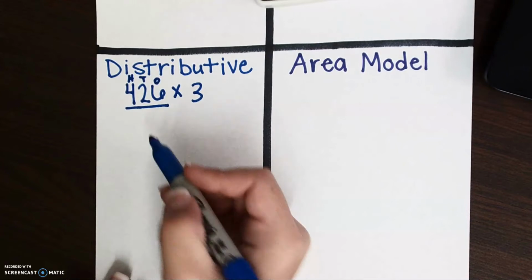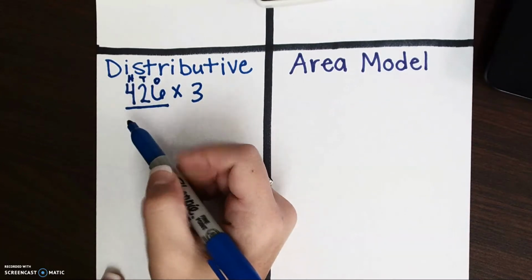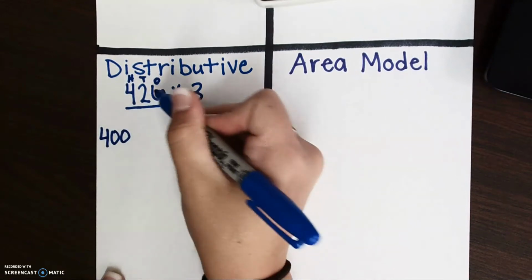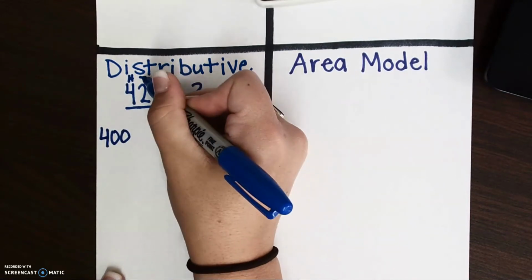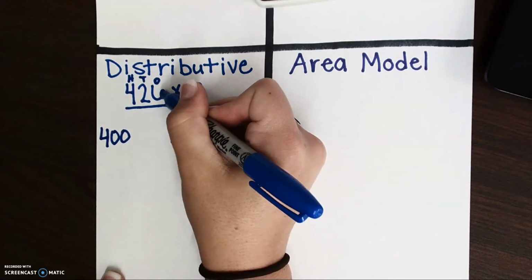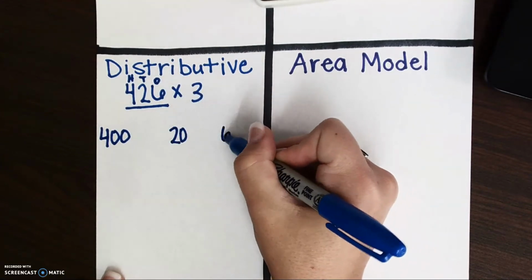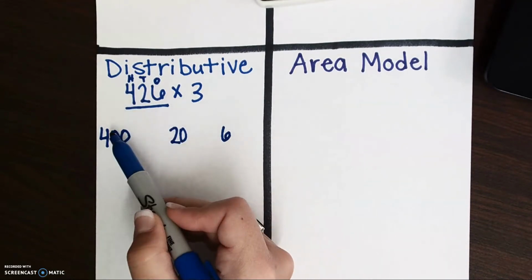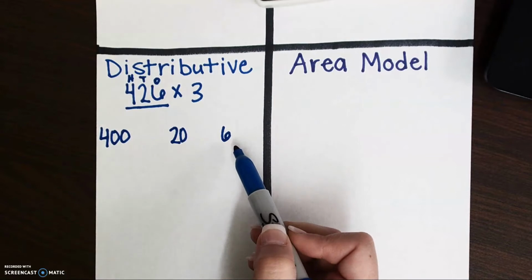That's very helpful. So I know my 4 is in the 100 spot, so I have 400, all right? Then my 2 is in the 10 spot, so it's worth 20. And my 6 is in the 1 spot, so it's just worth 6, okay? Now, I divided my big number up into the hundreds, tens, and ones.